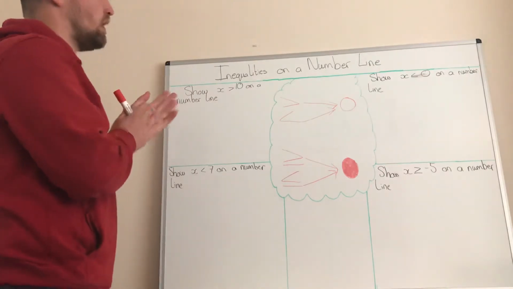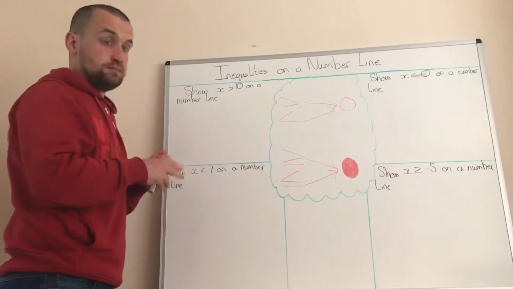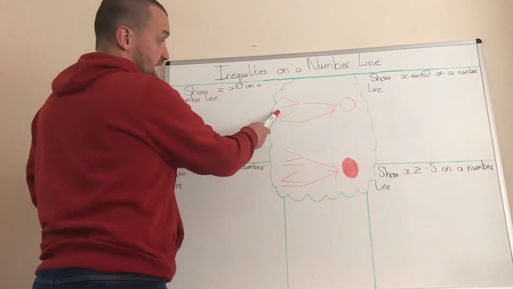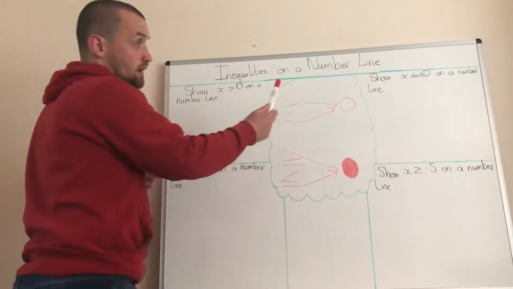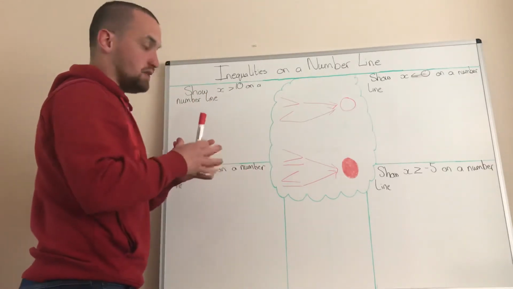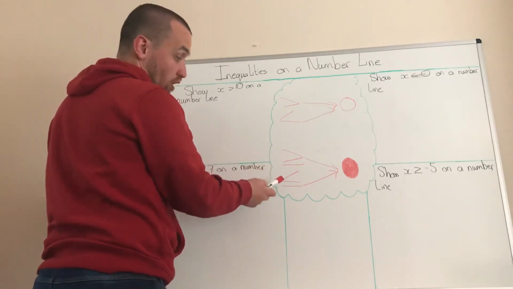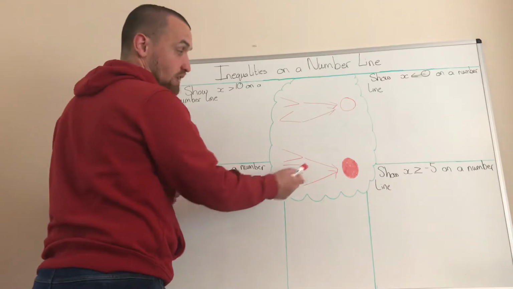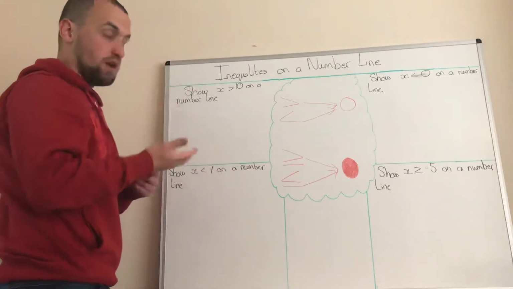Today though, we're going to move on to inequalities on a number line. Okay, two things you need to remember. If you have a less than or a greater than sign, it's a clear dot. And I'll explain this in a minute, don't panic. If you have a greater than or equal to sign or a less than or equal to sign, you're using a coloured in dot. And I'll show you what that means now and how we're going to use it.